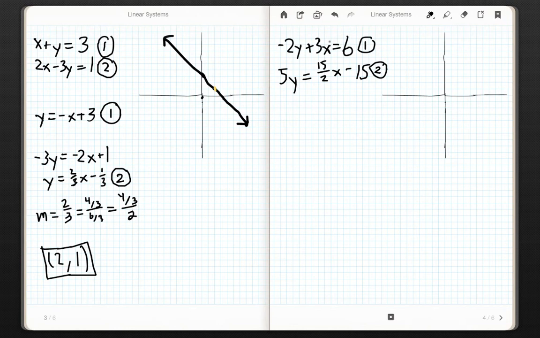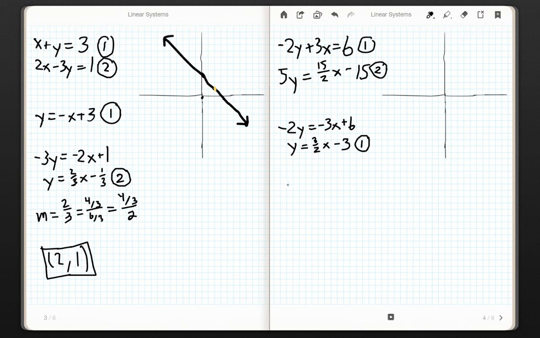So for the first one, let's first move the 3x to the other side. And now divide both sides by negative 2. And we get y equals 3/2x minus 3. That's the first one we'll be graphing.